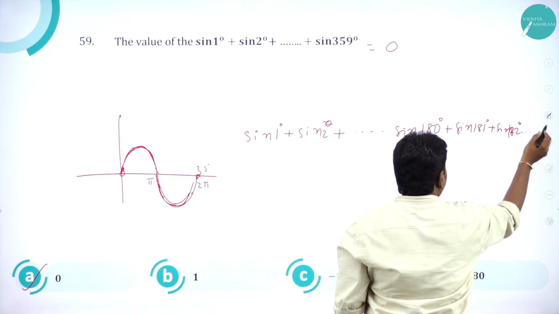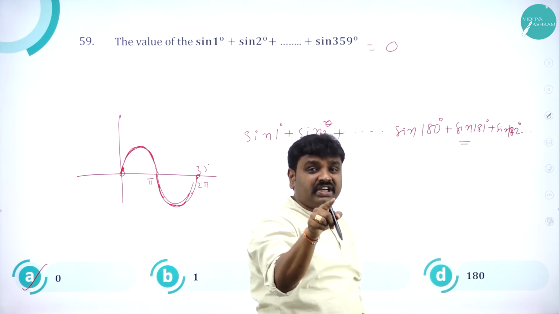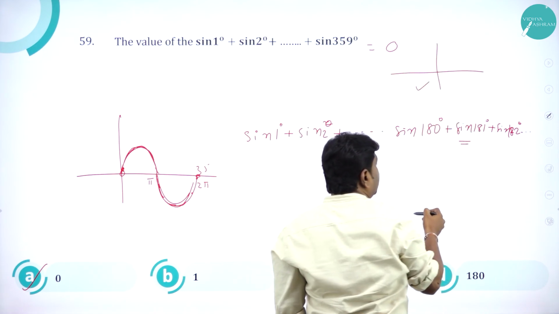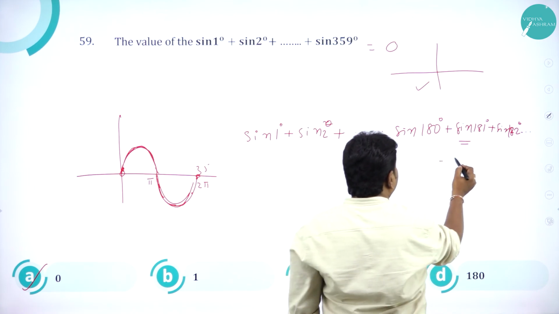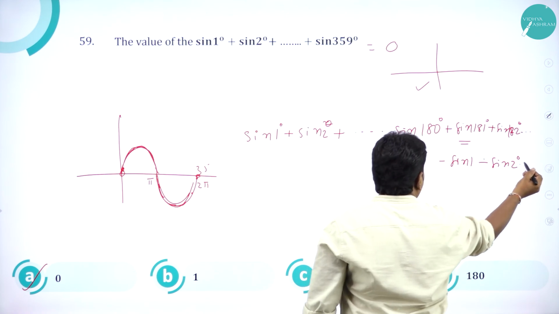So on till 359. You know sine 181 is sine of 180 plus 1. Sine of 180 plus theta, all of you know allied angles. 180 plus theta lies in this quadrant, so for 180 plus theta, sine becomes negative. This will become minus sine 1. Then it will become minus sine 2. So on it goes on.